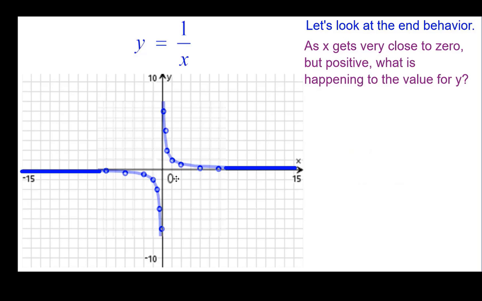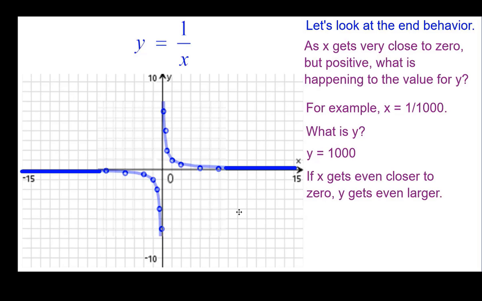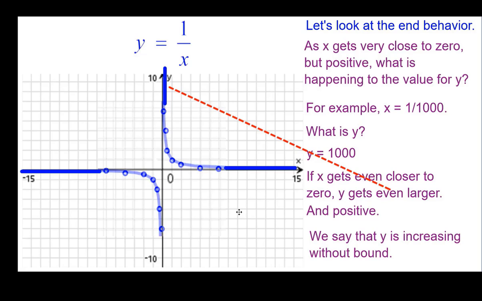So as x gets very close to 0, that's this direction right here, what is happening to y? For example, if x is 1,000th, what is y? Well, the reciprocal of 1,000th is 1,000. And so we would plot 1,000th and go way up to 1,000. So as x gets even closer to 0, y gets even larger. And so how we show that on the graph is we have this line getting really close to the y-axis on the positive side, and we say that the curve is increasing without bound, or the y value is increasing without bound.